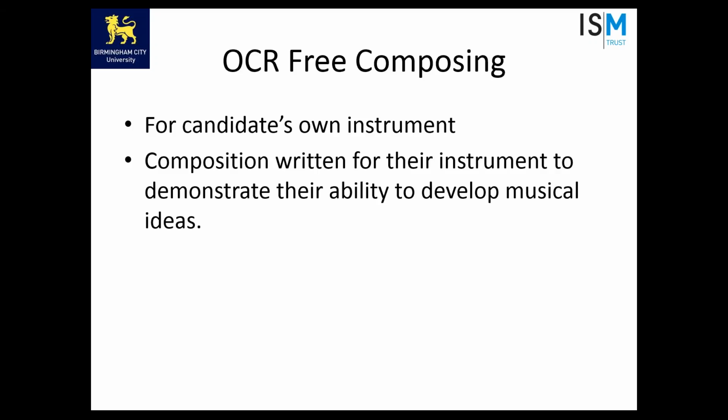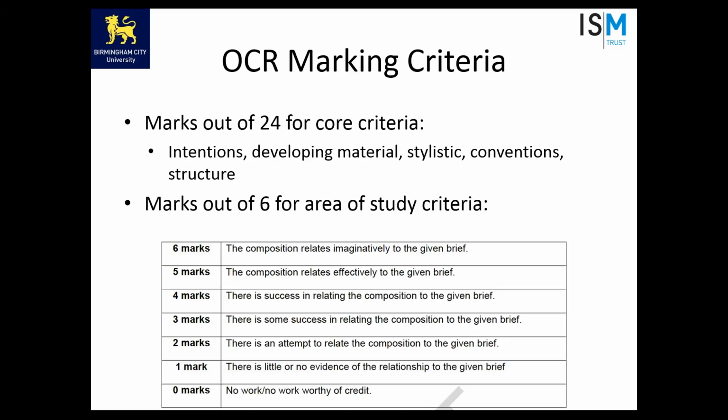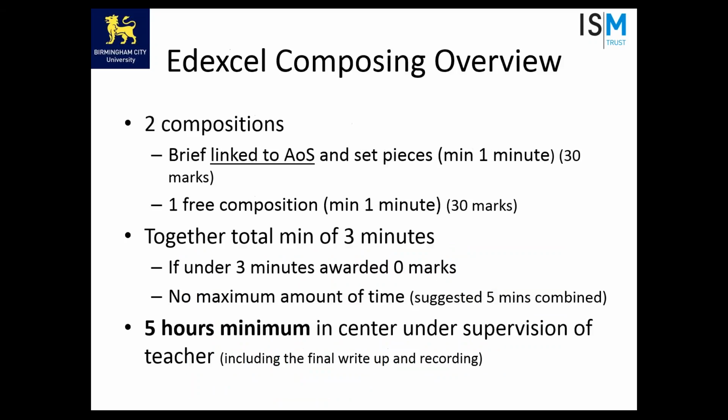So we've talked about the free composing element for the OCR for their own instrument. And the marking criteria here, just a little bit of an overview of what they look at: intentions, developing material, stylistic convention, structure, and then a mark out of 6 for the area of study criteria as well. So how they respond to the brief. That seems to be coming up quite a lot as well. So developing ideas and how they respond to a brief is quite important.